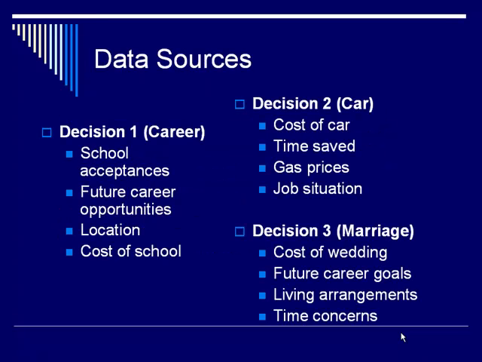This slide shows the information that would be needed for each decision. For the career-related decision 1, Judy would need to know what school she could get accepted to, what she plans to do in terms of furthering her career, where she plans to live, and how much going back to school would cost. For decision 2 concerning the car, the information involved would be the cost of the car, how much time she would save each day if she had a car, and what she planned on doing in terms of her job, as well as gas prices. For the last decision, Judy needs information on how much a wedding would cost, her future career plans, what they would do about living arrangements if married, and how much time getting and being married would take up.